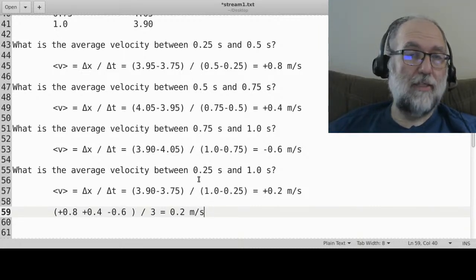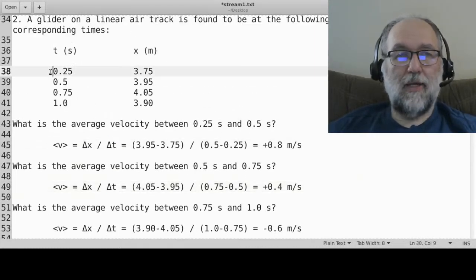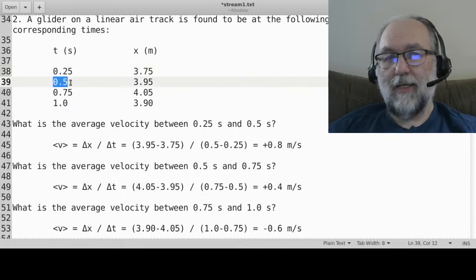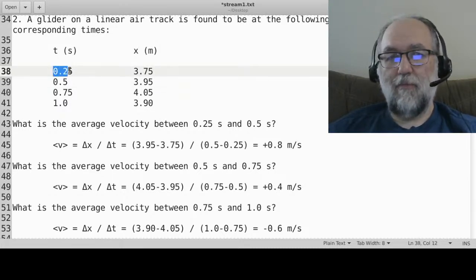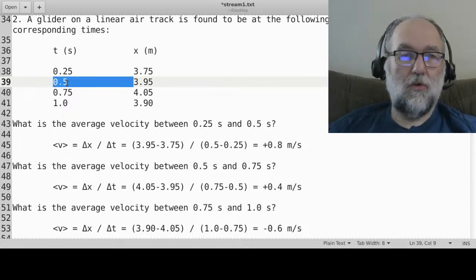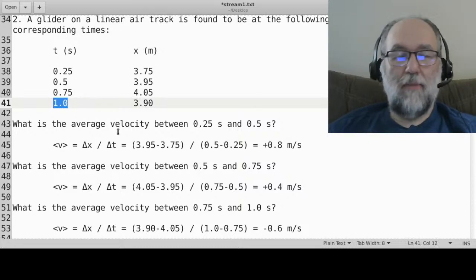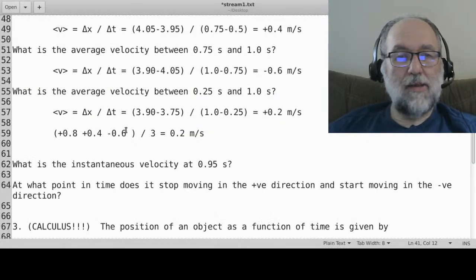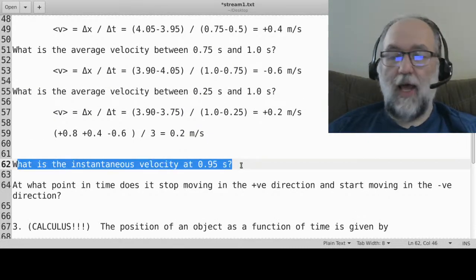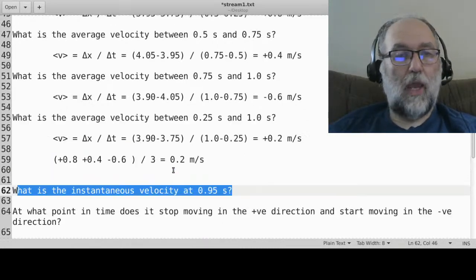For the instantaneous velocity, what you would do is make these delta t intervals smaller and smaller. But we can't, because the smallest you can make them from the data is 0.25 seconds. From 0.25 to 0.5, that's a quarter of a second, and then there's another quarter of a second, and then another. So that's the smallest we can make delta t. So when I ask here, what is the instantaneous velocity at 0.95 seconds, you can't answer that question.